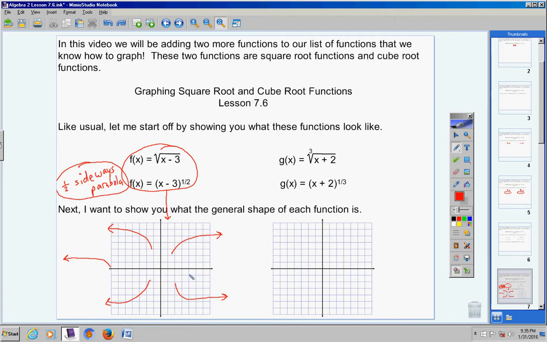It can go this direction, it can go down and over, up and over, down. It can go to the right, go to the left. All of these are possibilities.